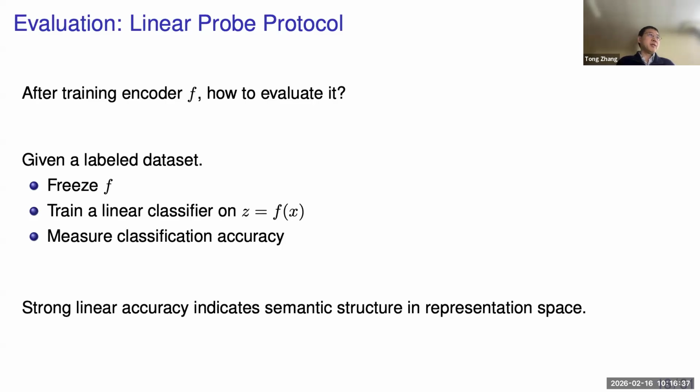Strong accuracy means you learned good semantics. Basically, this is how you justify representation learning: you always check whether the representations are useful for certain downstream tasks or not. The simple test is this kind of classification problem. Nowadays, people test on more complex problems as well.